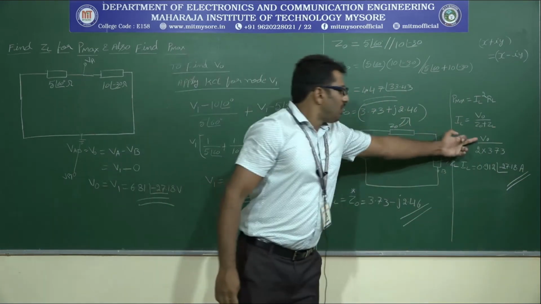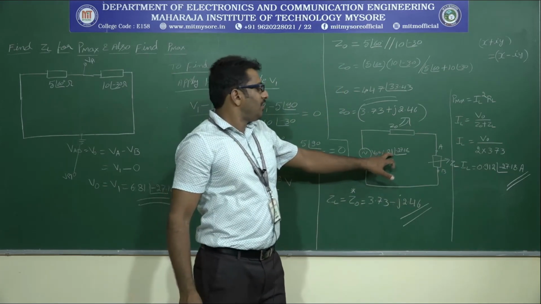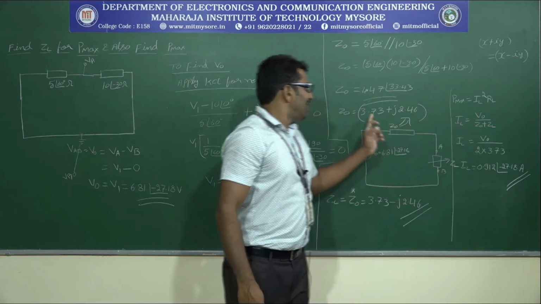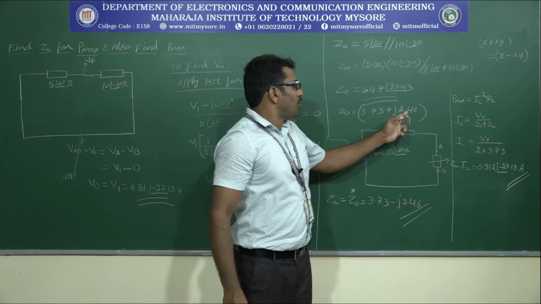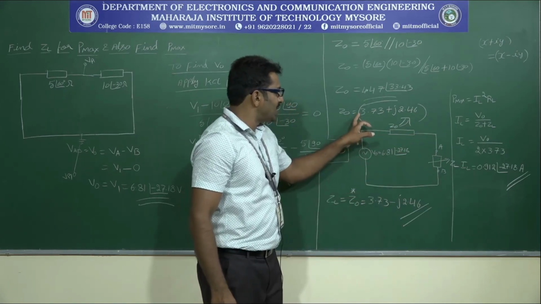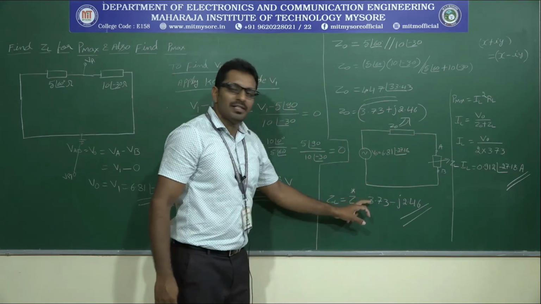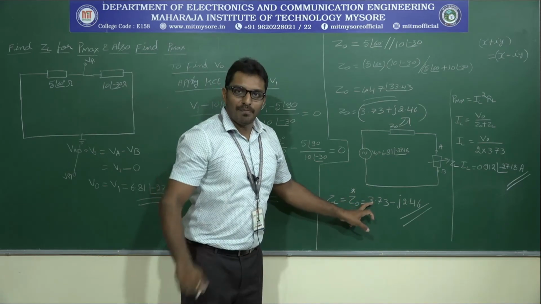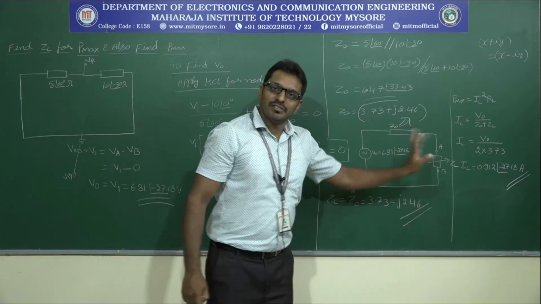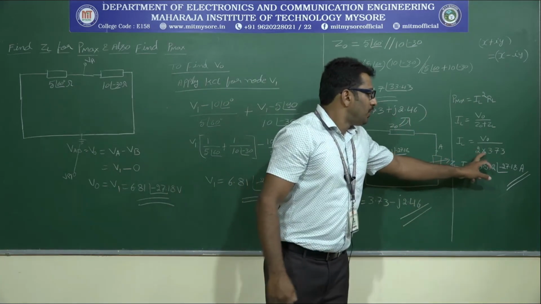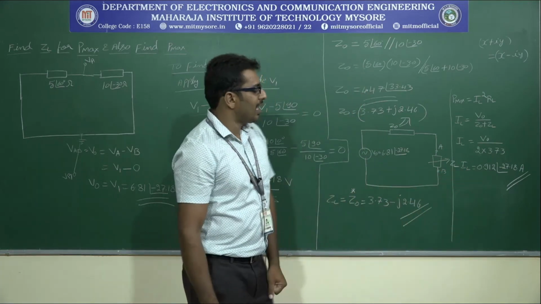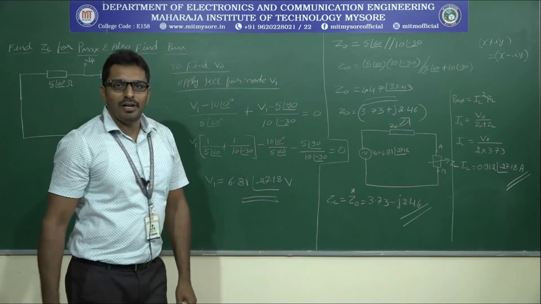Okay. So, you know what V0 is, right? 6.81 at an angle of minus 27.18, divided by Z0, 3.73 plus j2.46, plus ZL, 3.73. Adding 3.73 plus 3.73 you can write 2 times 3.73, and plus j2.46 minus j2.46 will get cancelled. That is why I have written 2 into 3.73. So you will get this answer, 0.912 at an angle of minus 27.18.